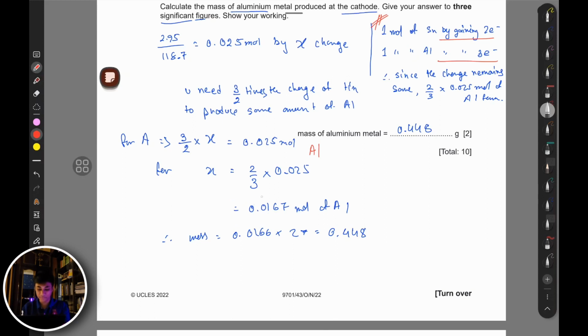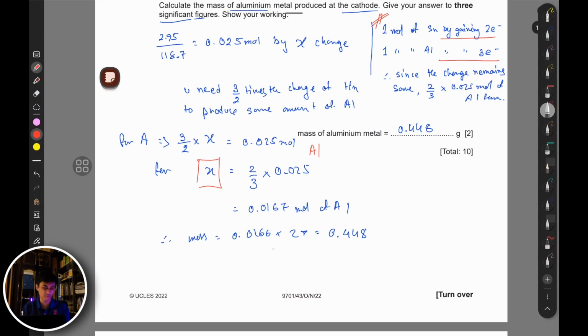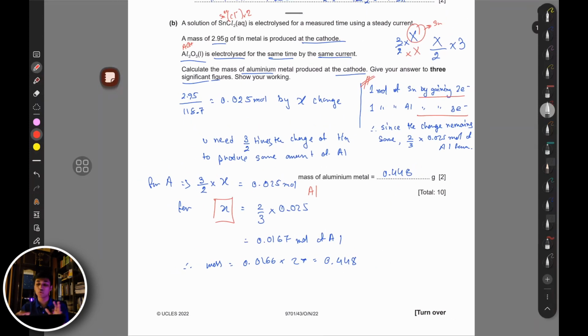Great. So now you know for x amount of charge, be it any value, for that same value of charge you're going to produce 2 by 3 times 0.025 moles of aluminum. Great. Now you multiply the moles with the mass of aluminum, and you're going to get a value of 0.448 as your mass of aluminum produced. So what did we do in summary? We used ratios and used unitary method to get to a value of moles that is produced for aluminum.